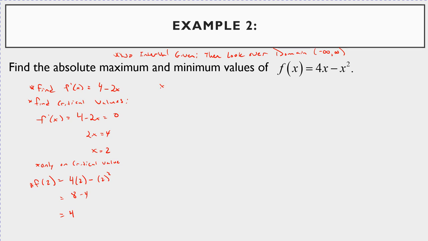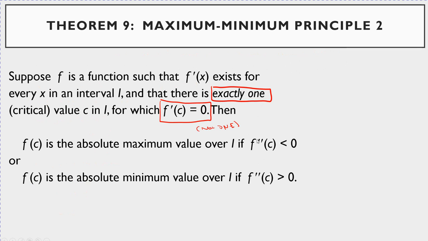Well, now let's use the second derivative. So if you find the second derivative of this, what is it? Well, the derivative of 4x is 0, and this is just minus 2. So if you take f double prime of your critical value, it's still negative 2, which is less than 0. So what do we have? We have an absolute max.